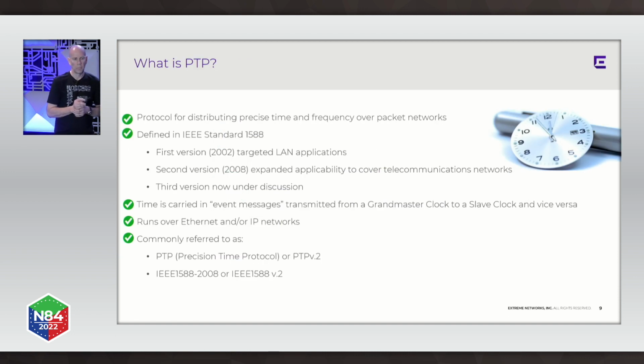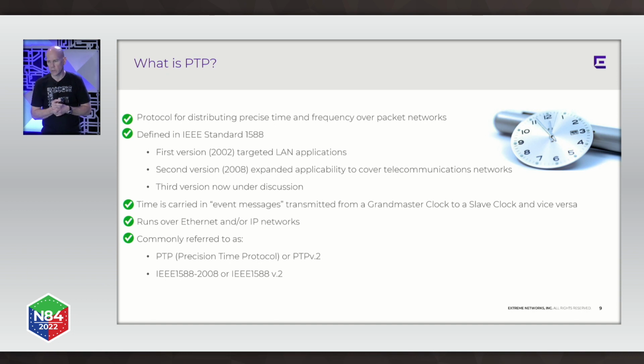So, picking up on the previous use case for URLLC, where you talk about latency. Obviously, as we heard in the previous presentation as well, PTP is one of the key factors that your network needs to support going forward for 5G transport. So just to recap, what is PTP? It's a protocol for distributing precise time and frequency over packet networks, defined in the IEEE standards.